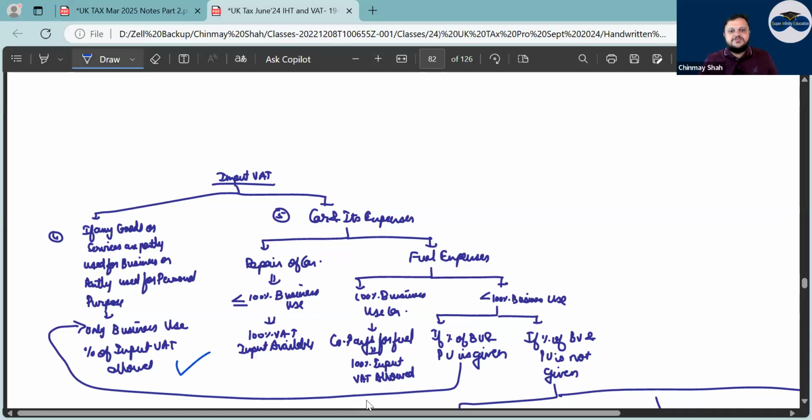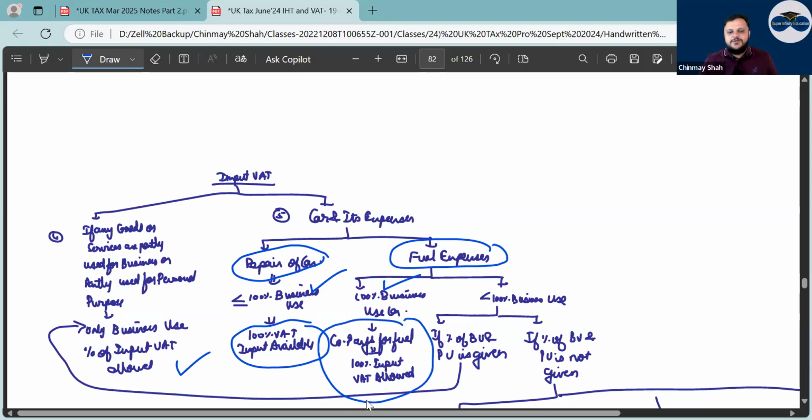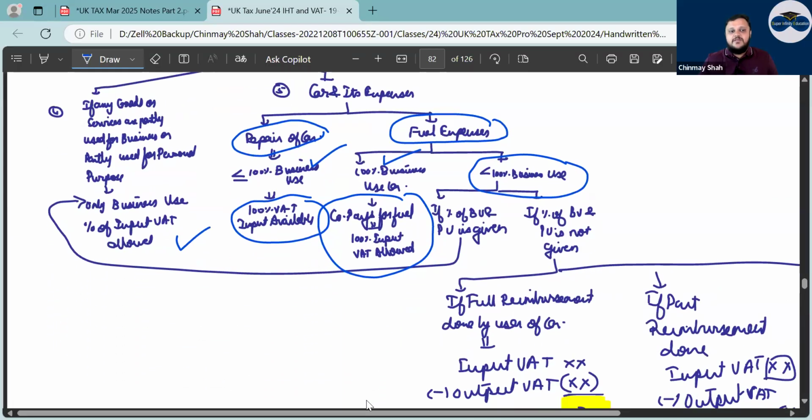Then car and its expenses. Repair of car, irrespective of 100% or any percentage of business use, full 100% input VAT available. This is the biggest problem for students: fuel expenses, correct? If it is a car where the company pays full for fuel, 100% input VAT available. But if it is less than 100% business use car, correct? If the percentage of business use is given, then whatever business use percentage is there, that will apply.